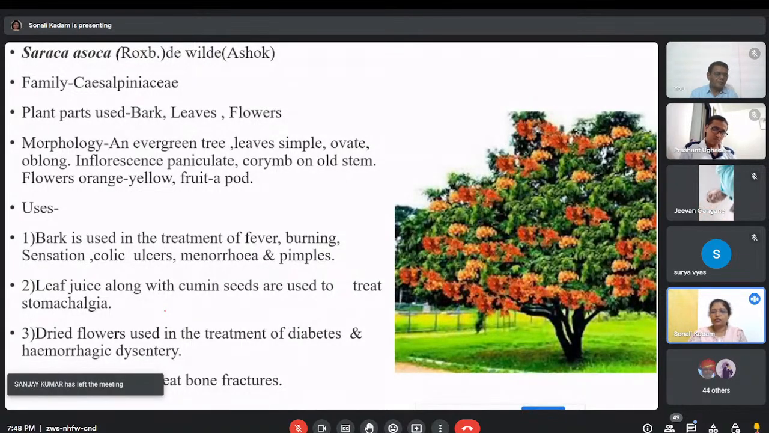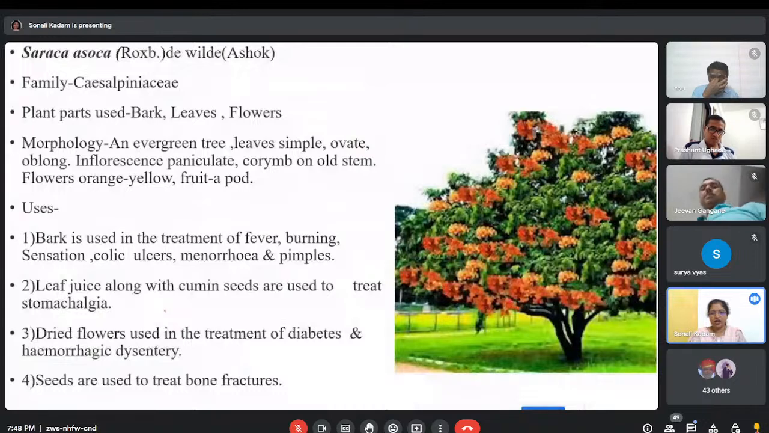So you can just imagine that Sita Maya is sitting there under the shade of this plant. This is the true Ashoka, and this Ashoka plant has many effective treatments.